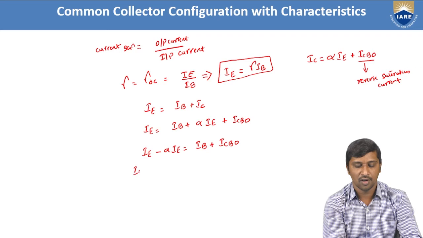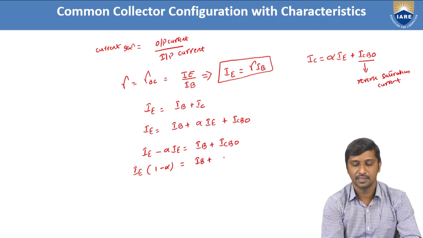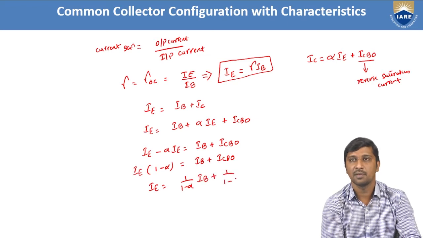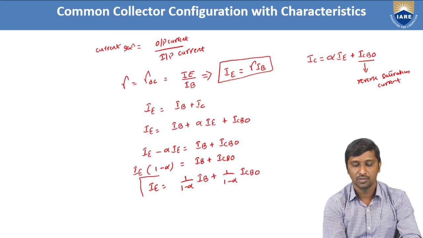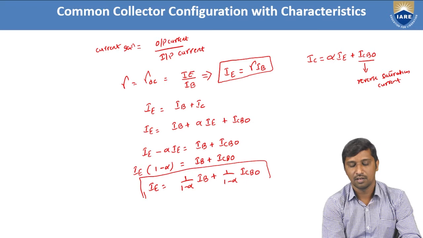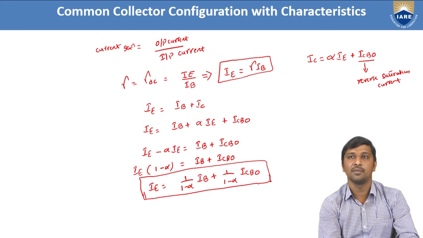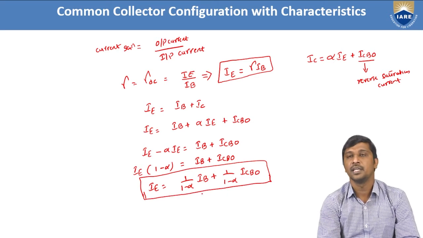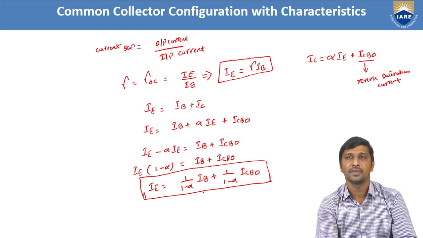So here, if IE is common, this is 1 minus alpha, that is equal to IB plus ICBO. Now IE is equal to 1 by 1 minus alpha times IB plus 1 by 1 minus alpha times ICBO. So this is a relation where the emitter current is expressed in terms of your input current, that is IB.